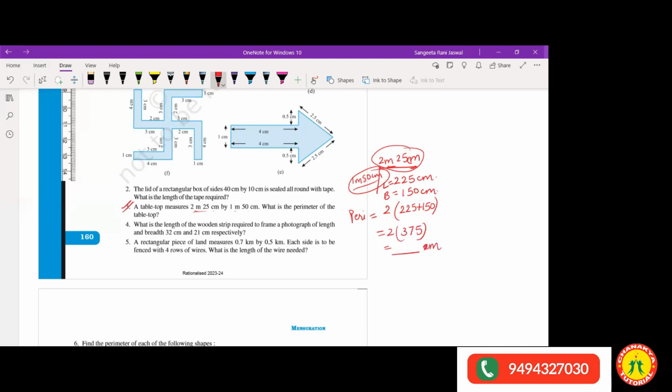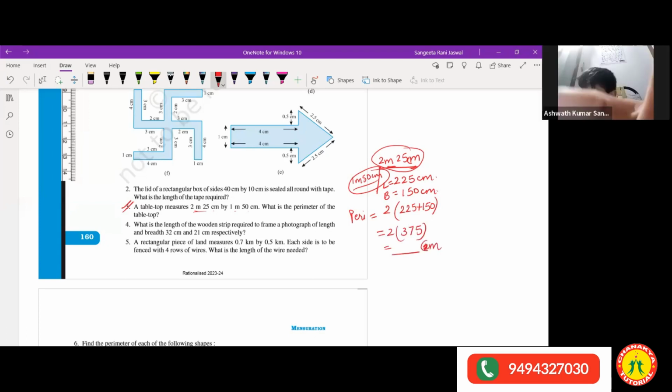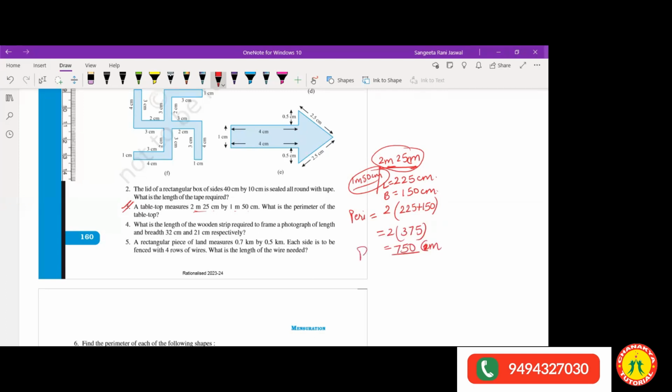So when you multiply it, just multiply and give me the answer. We have converted meters to centimeters. 750. Okay. 750 centimeters. So this is the perimeter of the rectangular tabletop. Okay. Let's do one more.